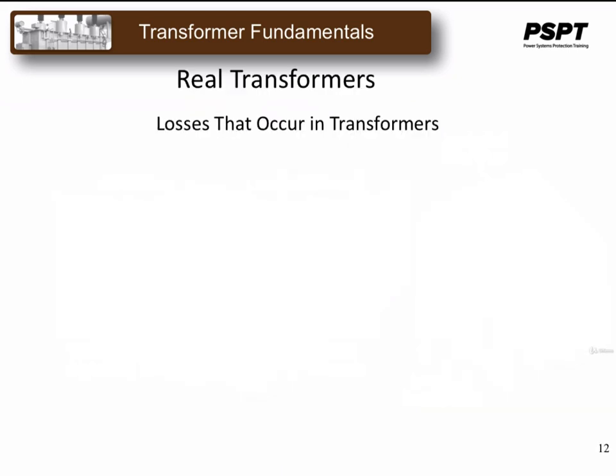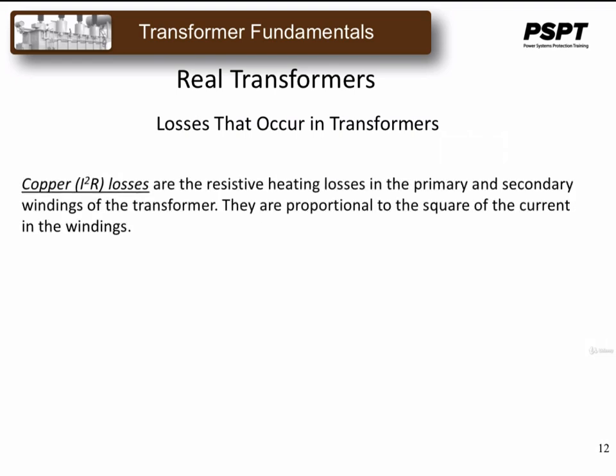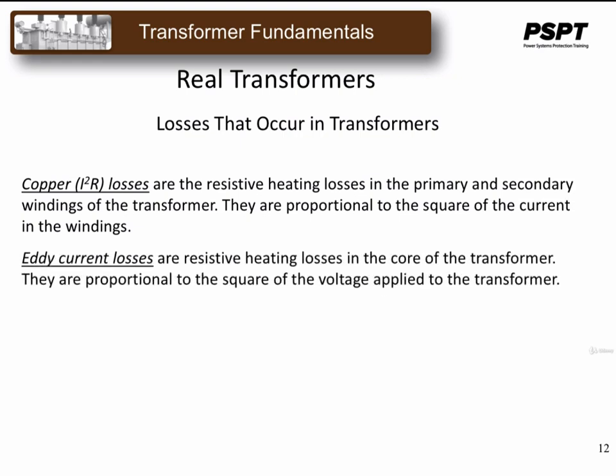The losses that occur in a transformer have to be accounted for in an accurate model of transformer behavior. This model would have to include copper or I squared R losses. Copper losses are the resistive heating losses in the primary and secondary windings of the transformer. They are proportional to the square of the current in the windings. Eddy current losses. Eddy current losses are resistive heating losses in the core of the transformer. They are proportional to the square of the voltage applied to the transformer.